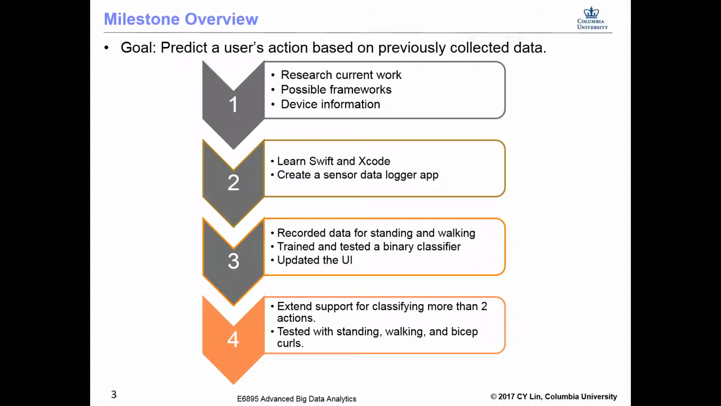My previous work has focused on researching the current work on different platforms, the Android, iOS, and the proprietary Atlas Wearables platform, learning how to use Swift and Xcode, creating a sensor data logger app, and then using all that to create a binary classifier that is able to classify whether the user is standing or walking. Now for this part of the project, I've extended the classification from 2 actions to greater than 2 actions. I've tested it using standing, walking, and bicep curls.